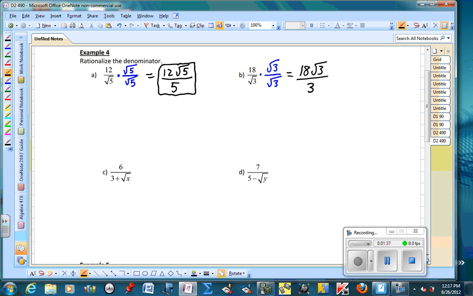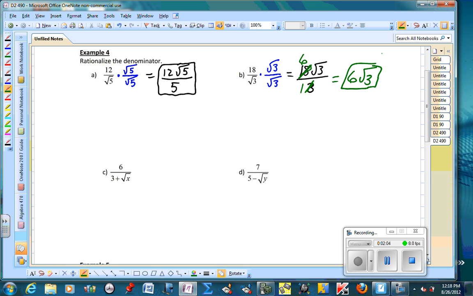Now if you see, we can take this one step further. We can take this 18 and 3, simplify, and we get 6 times root 3 over 1, which is just 6 times root 3. So there we go. Now what we need to do is take a look at part C.